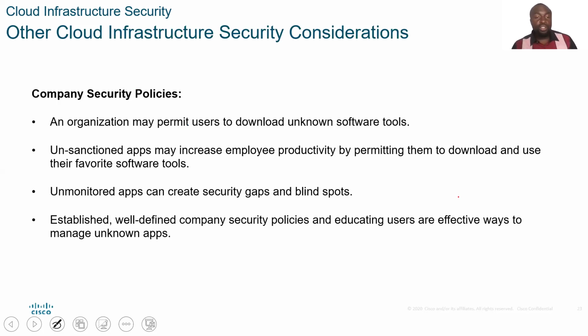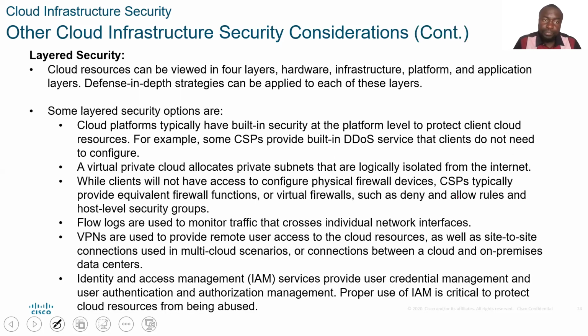So organizations may permit users to download unknown software tools. Unsanctioned apps may increase employee productivity by permitting them to download and use their favorite software tools. Unmonitored apps can create security gaps and blind spots. What are all these things? They're just policies, rules that you can set up in your organization to help you manage this. Establishing well-defined company security policies and educating users are effective ways to manage unknown apps.